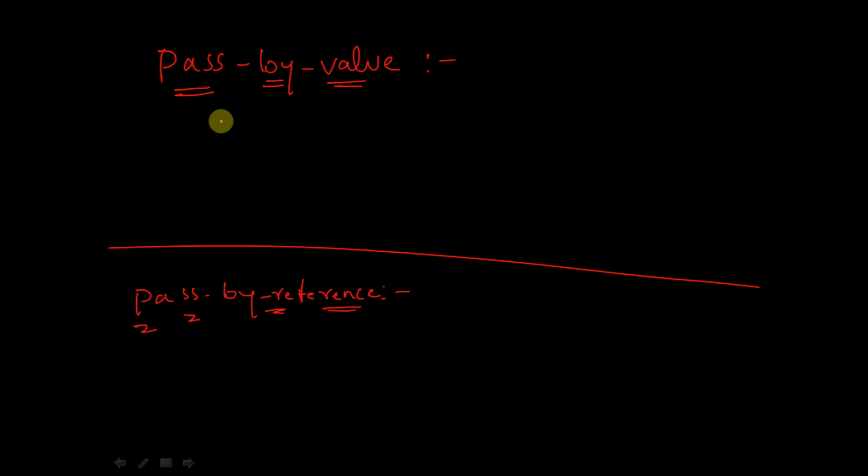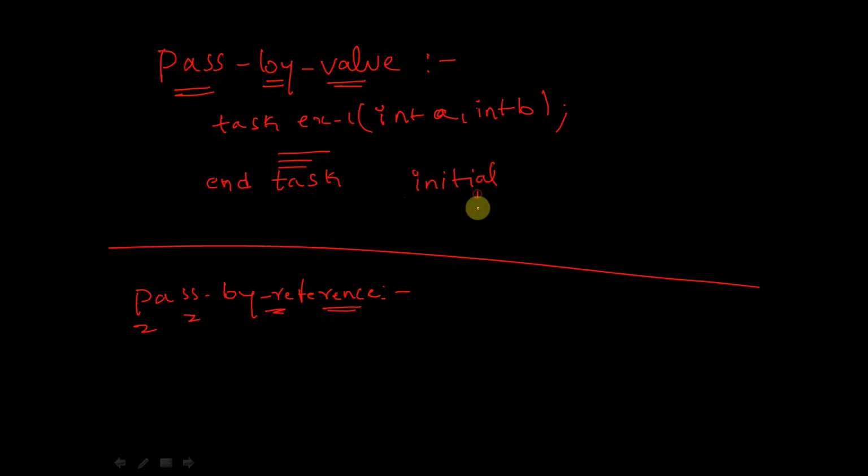So let's say here we have taken a task called ex_1 and we have some arguments, int a, int b. Okay, and we have something written in this and end task, and within an initial begin block, I will pass the arguments ex_1, let's say, a comma b.